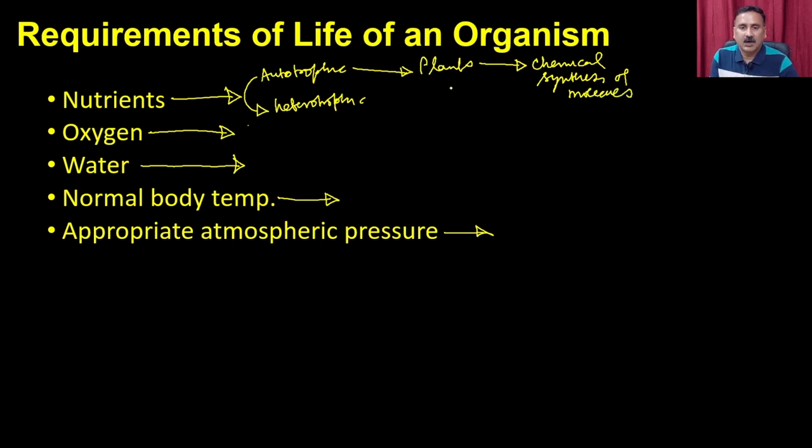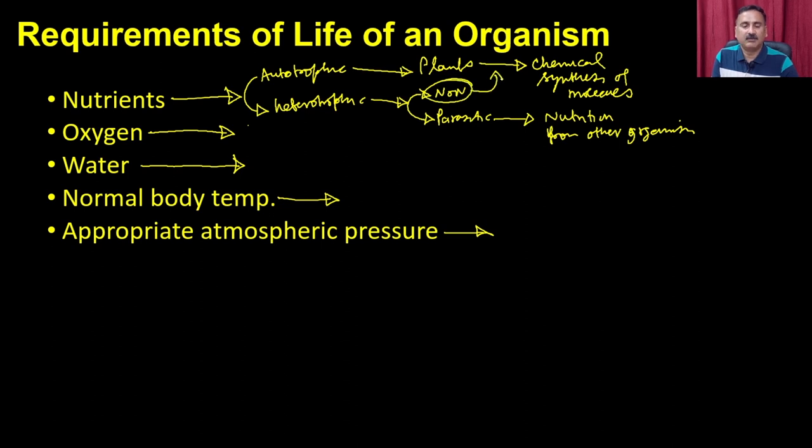Now, compared to this, heterotrophic nutrition can be further classified into non-parasitic nutrition and parasitic nutrition. Parasitic nutrition is the nutrition where the parasites take up the nutrition from other organisms, whereas in non-parasitic nutrition, they take up the nutrition from the plants, and that is how they synthesize their own food.